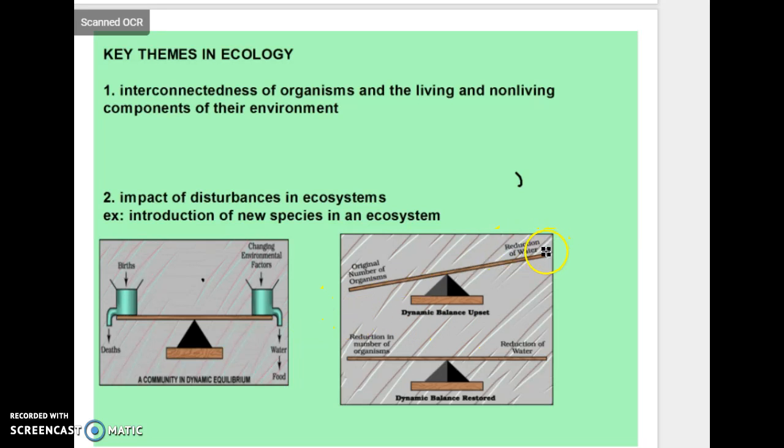Think of it as kind of a seesaw. If something changes, like let's say all of a sudden there's a reduction in the amount of water in an area, the number of original organisms might be too many to be supported by that reduction in water. So we might see an increase in deaths, and so on. Something has to happen in order for that balance to be restored. Either water returns, or there's a reduction in the number of organisms because it can only support so many.